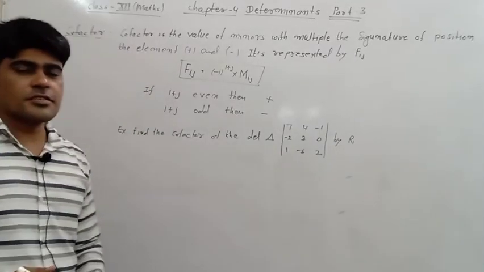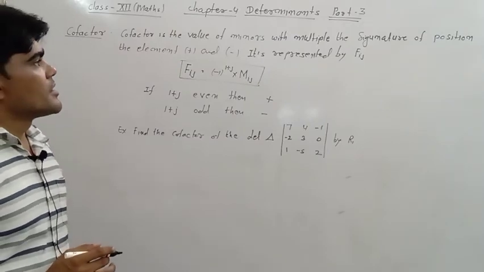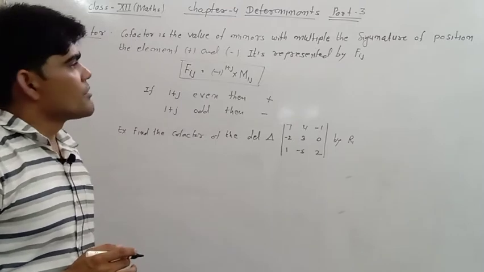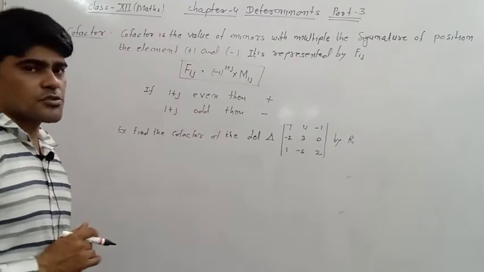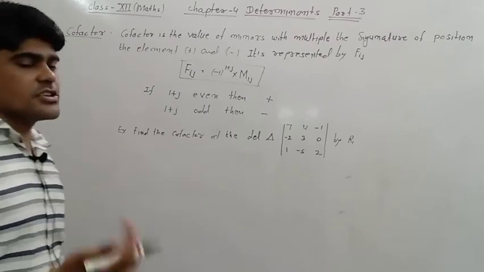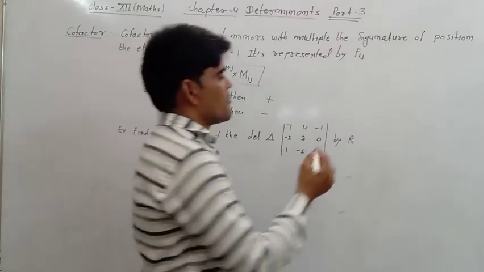Good morning, students. Today we start part 3 of determinant, chapter number 4. Today we solve the last topic, cofactor. Cofactor is related to minor, which we solve first.